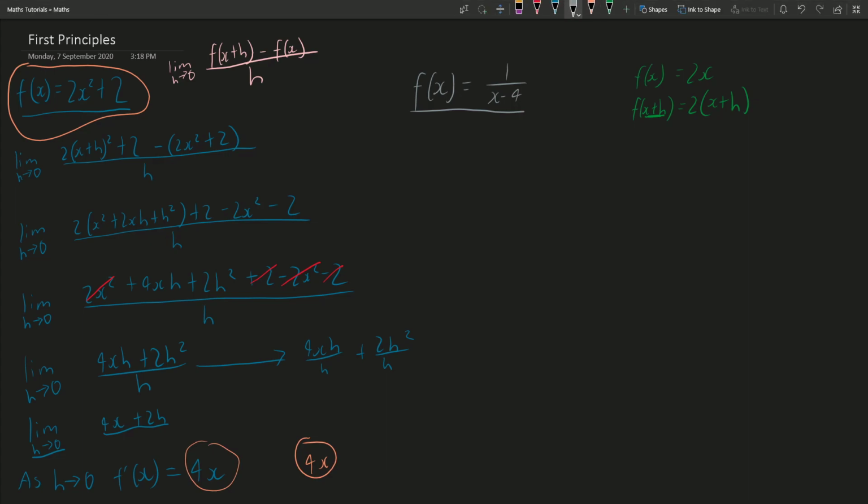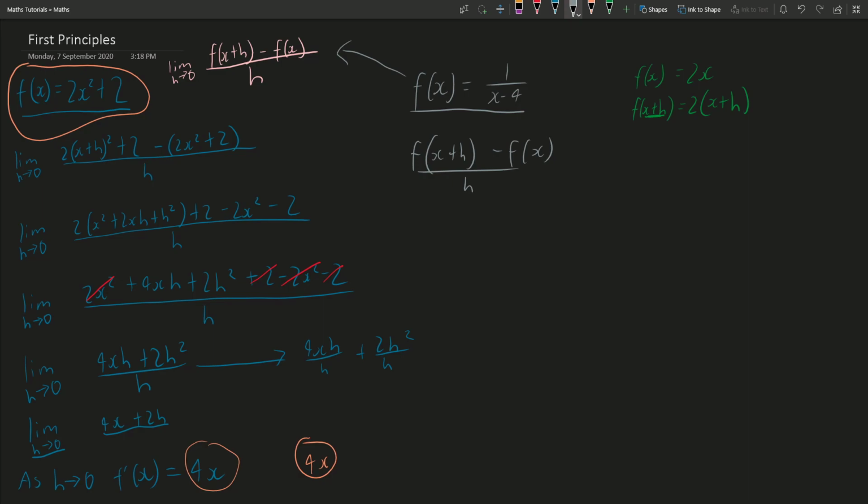Let's move on to a harder one now. f of x equals 1 over x minus 4. We're going to use this same formula up here. So we have f of x plus h minus f of x on h.